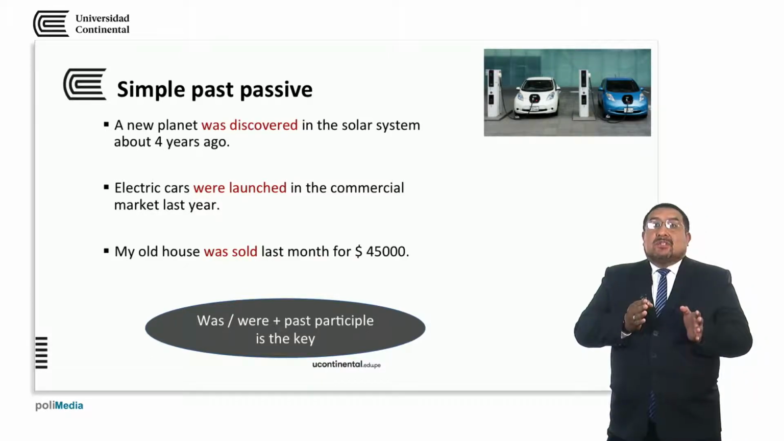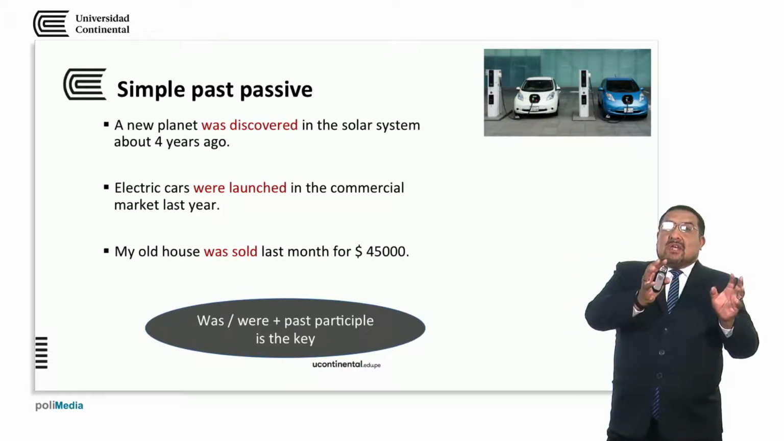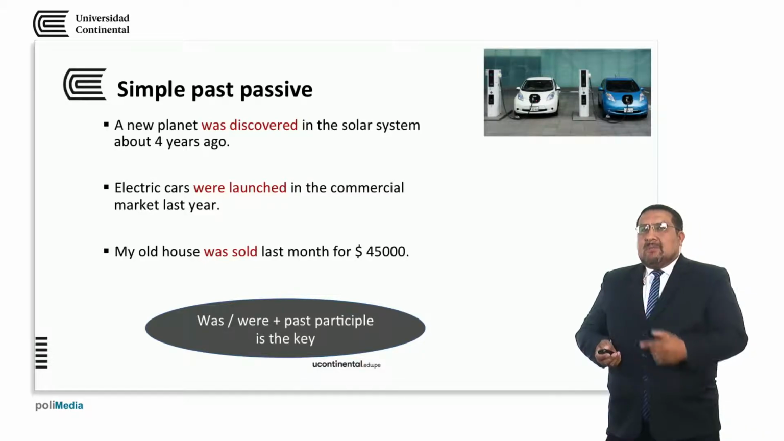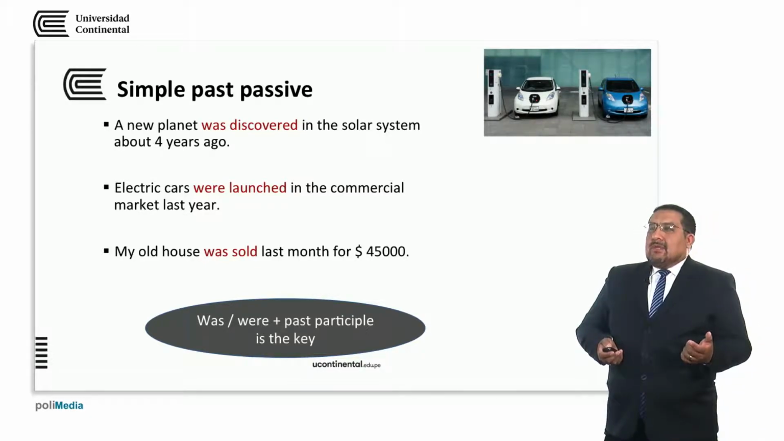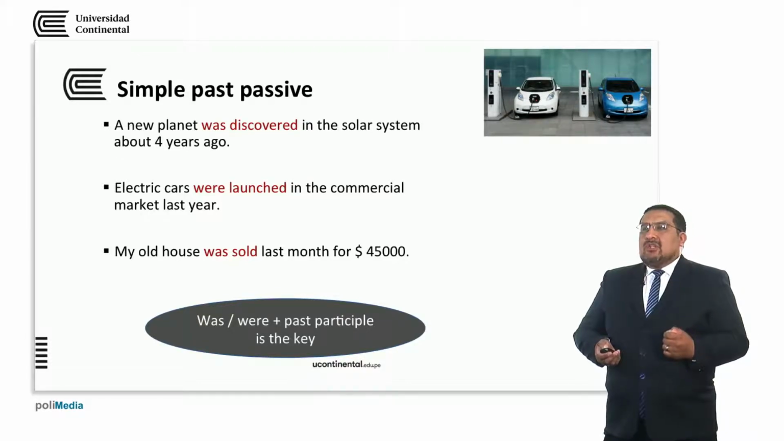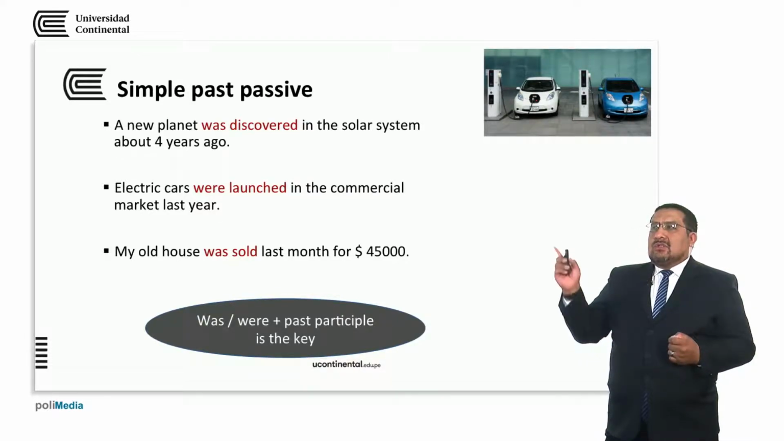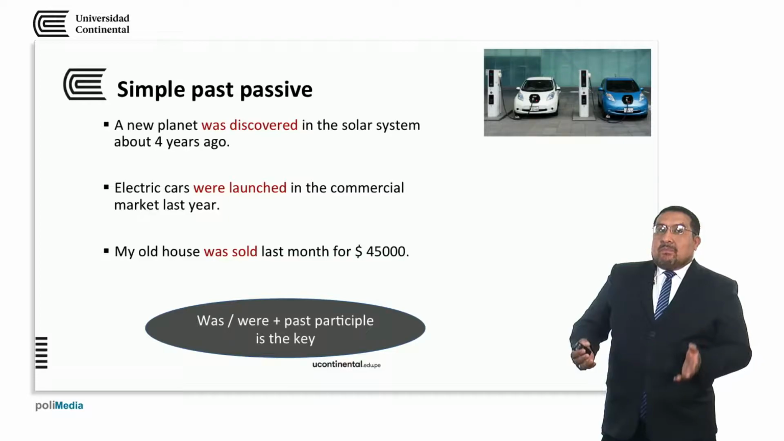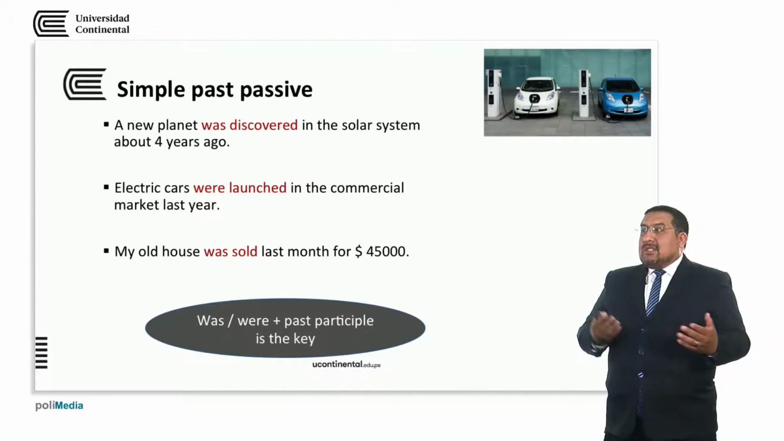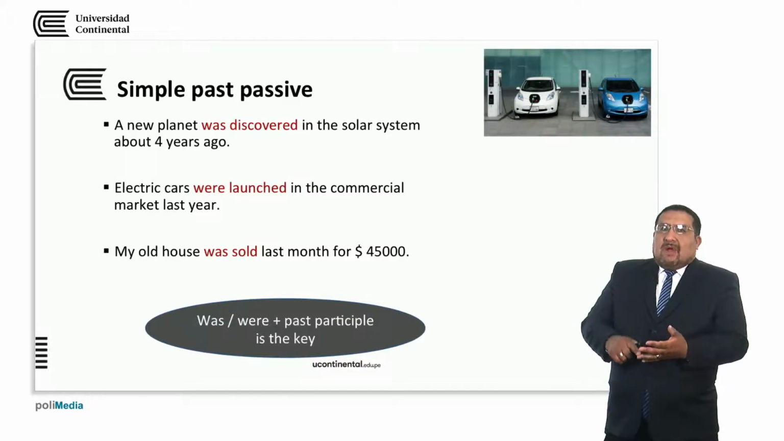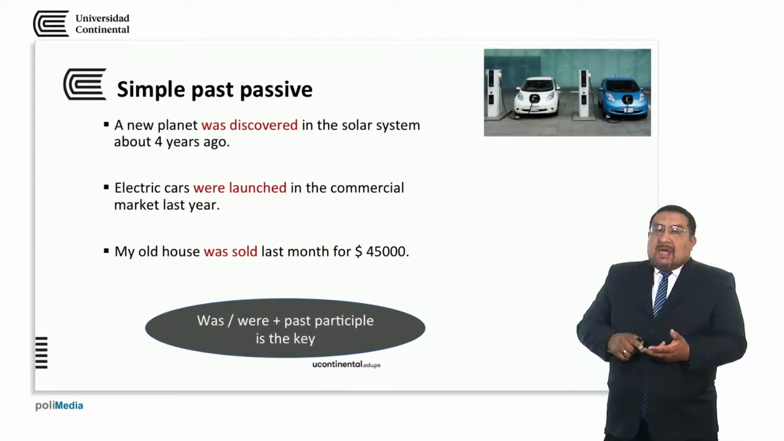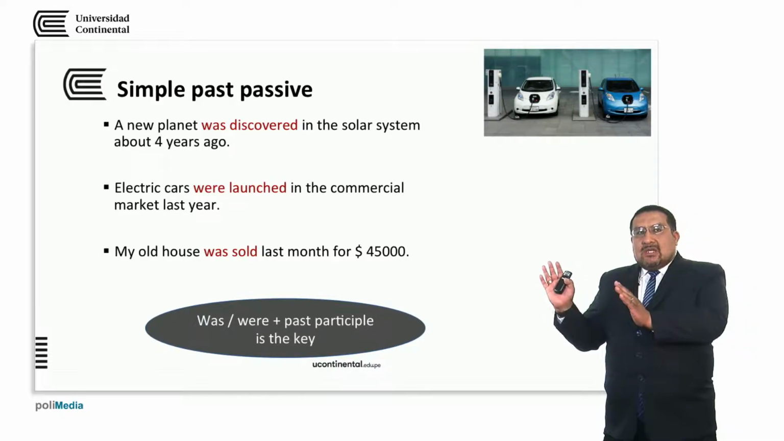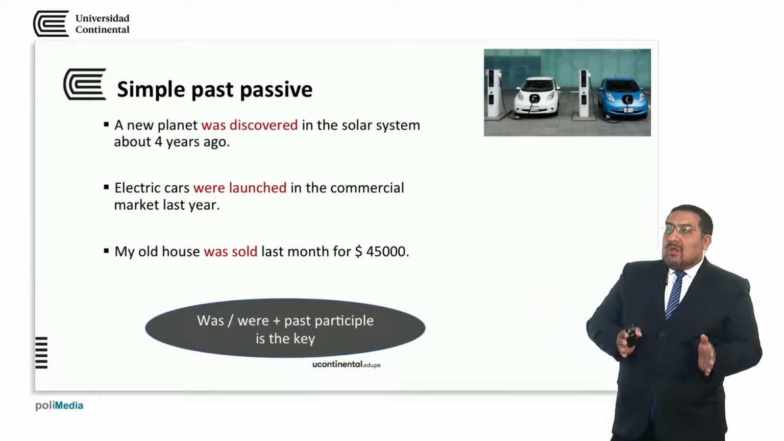The new planet is the object of the sentence. And I am focusing my attention on that. For that, I am using was discovered. Was and the verb in the past participle form. The other example, electric cars were launched in the commercial market last year. You see those two cars? Those are electric cars. So electric cars were launched, were presented in the commercial market. Who presented them? Probably Ford, Ferrari, or one independent brand like Tesla, or I don't know. But I don't want to mention that. I want to mention the electric cars. That's why I say they were launched.